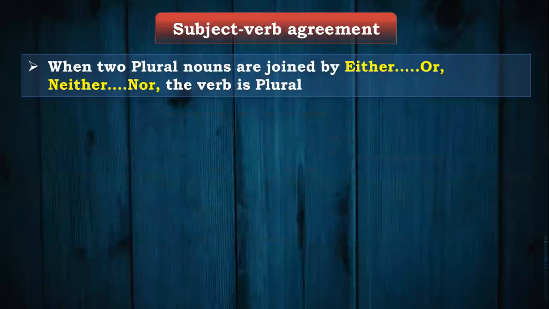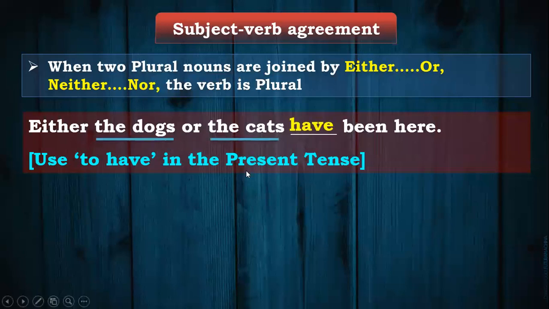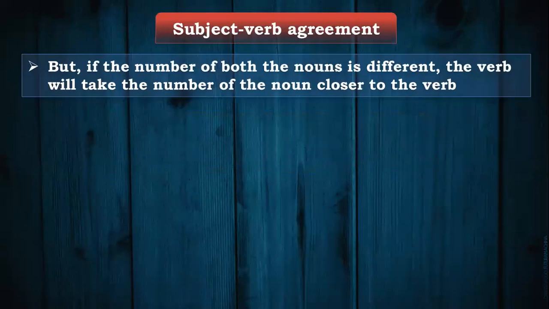Here we have another idea where, although we are using either or, neither nor, in this case, we have two plural nouns. For example, either the dogs or the cats dash been here. Have, the dogs and the cats are plural nouns, hence they use plural verb, that means have. Isn't it interesting and easy? Yes. Moving on with the next concept here.